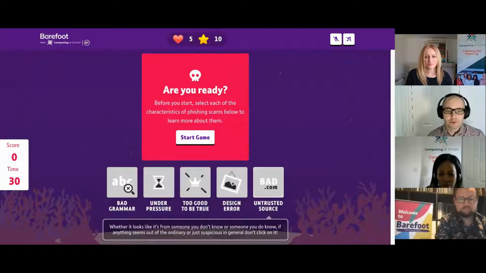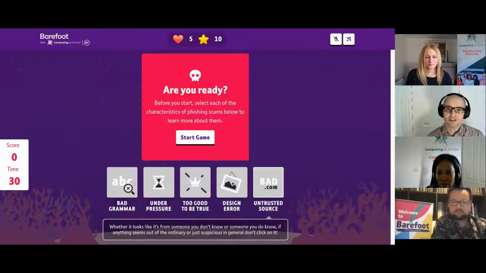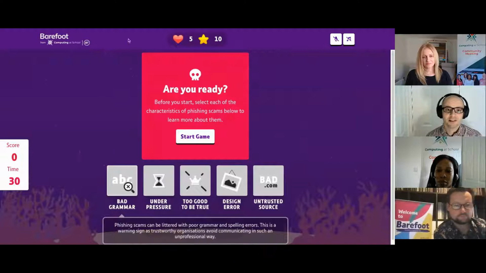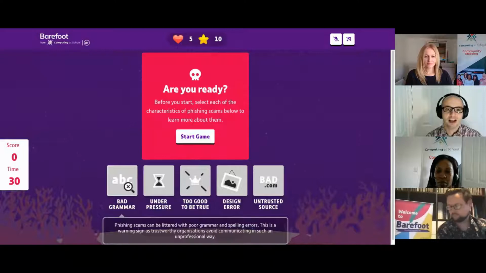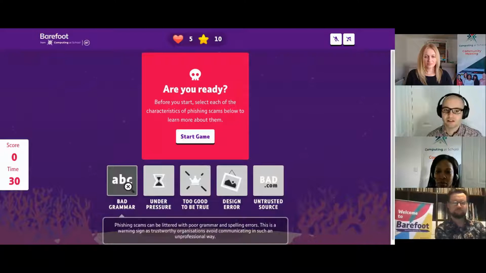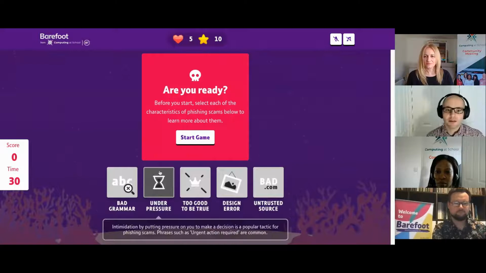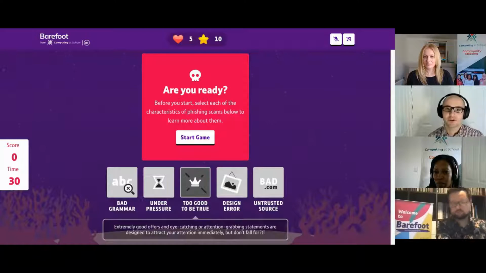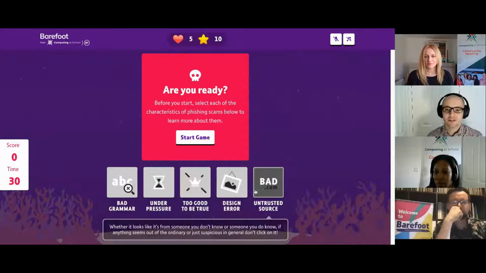Children will have already entered their name and been introduced to the term phishing. And we now need to actually train them up on some of the features of phishing scams. And along the bottom of the screen, you can see some of the things that the phishing scams might include. And these are bad grammar. So perhaps the spelling and the way sentences are phrased is a bit unusual. They might be forced to feel under pressure. So you've got to respond to this quickly, or even offered things that are too good to be true, such as you want a PlayStation 5 if you respond in the next 30 seconds. There's often design errors, and also messages might come from an untrusted source, one you might not be familiar with.